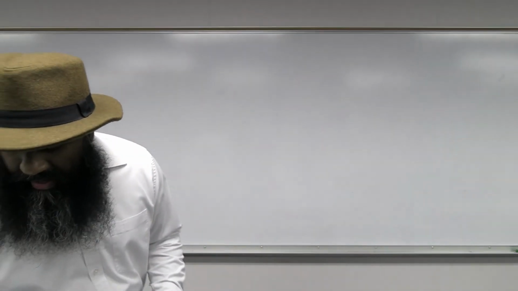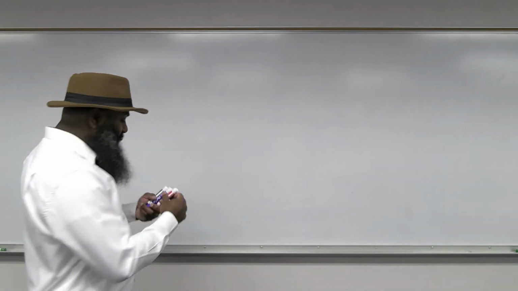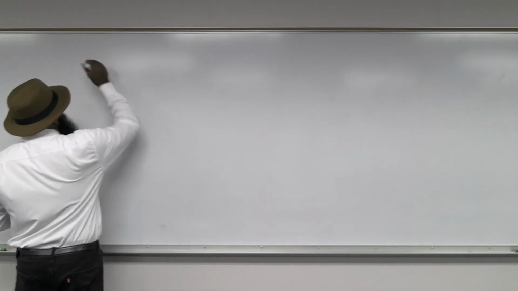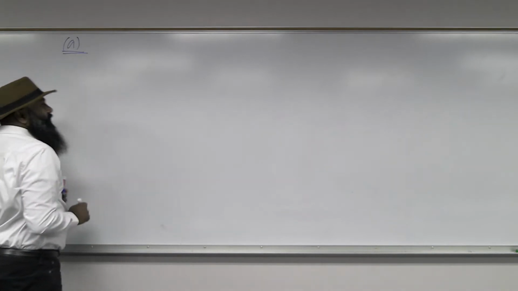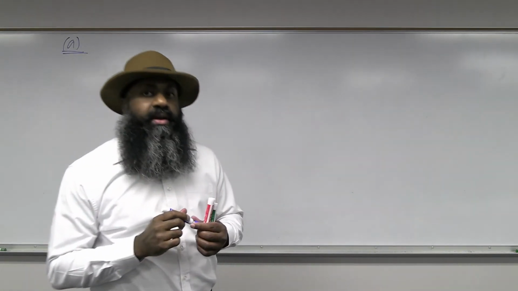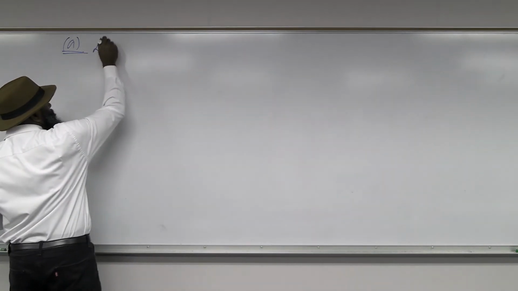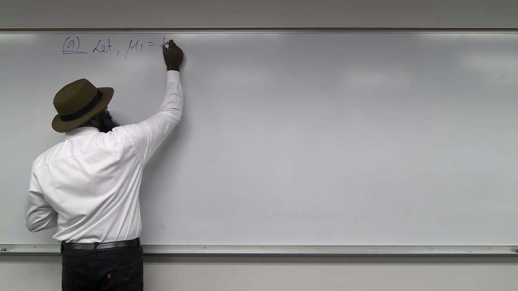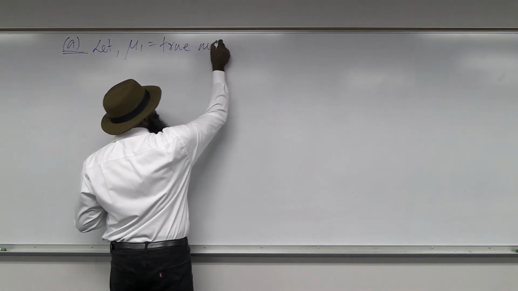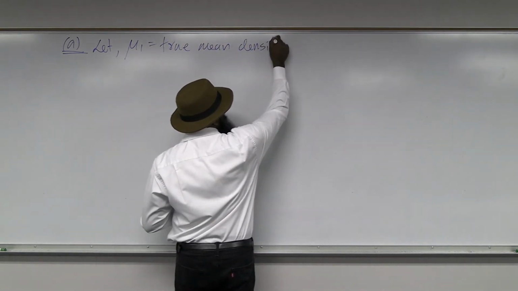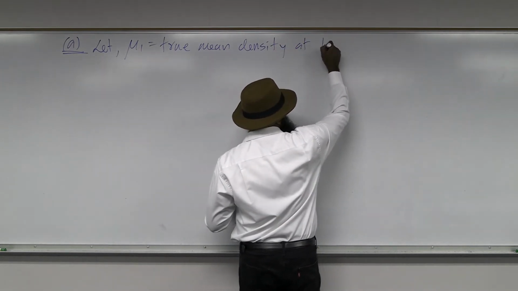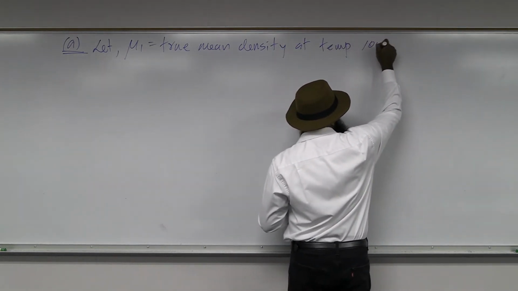Part A, write down the null and the alternative hypothesis to be tested. Define all the terms used. So I have 4 different firing temperatures. For each firing temperature, I must have a true mean. So we will let mu1 be the true mean density at firing temperature 100 degrees Fahrenheit.